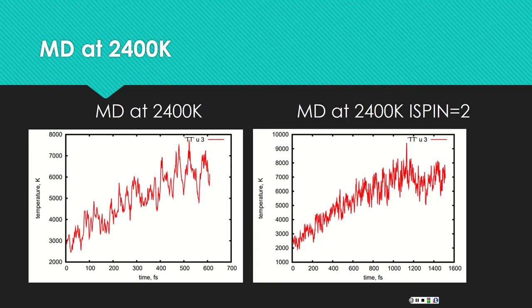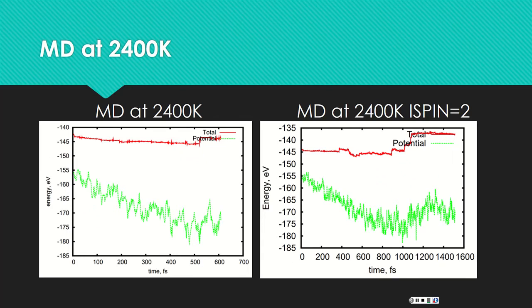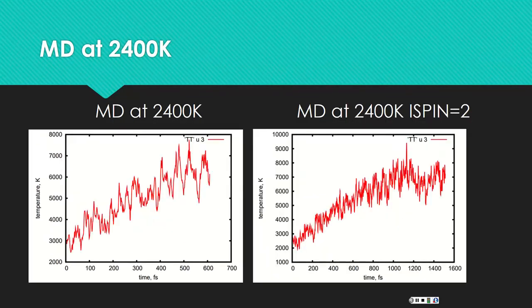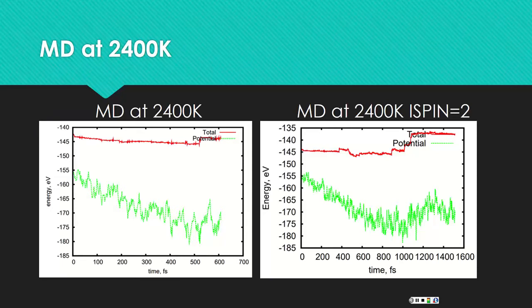Running it with spin polarization calculated, we actually get a longer time scale and a little bit higher temperature here, so there's just more data, really. For the energies of those, again, they show similar results to how these two are. At 2400K, you get results. At 2400K with the spin polarization, you get better or at least more defined results.